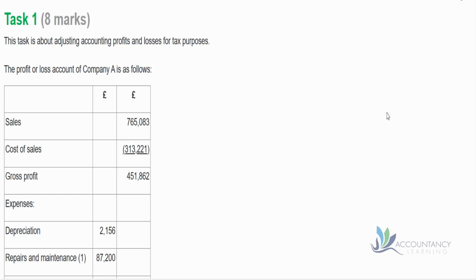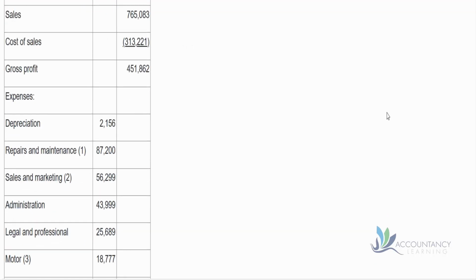So they've given us a profit or loss account for company A as follows. So we can see there's a variety of lines in the profit loss account, and what we need to do is identify whether any of these transactions are disallowable, in which case we'll need to make an adjustment when we're working out their taxable profit.